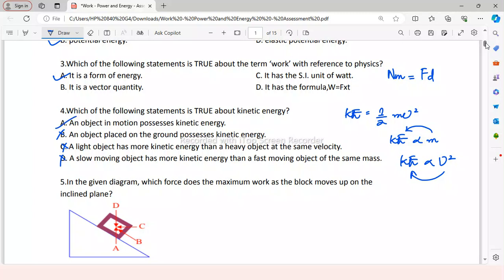In the given diagram, which force does the maximum work as the block moves up on the inclined plane? See, they did not mention the magnitude of force or that of displacement. Work done is the product of force and displacement, right? Dot product. And we'll replace this dot with cos theta. So we'd write Fd cos theta. Force and displacement are constant for all these cases because they did not mention any different values. So we will say the work done depends on cos theta. And when will work done be maximum? Of course, when cos theta gives its maximum value. What is the maximum value of cos theta? It is 1. And at which angle does it come? When theta is 0 degrees.